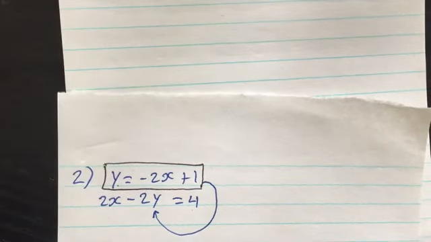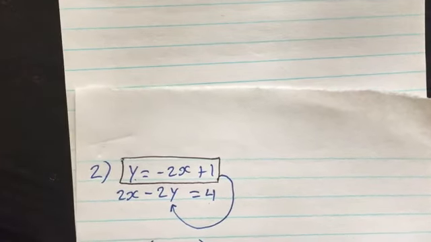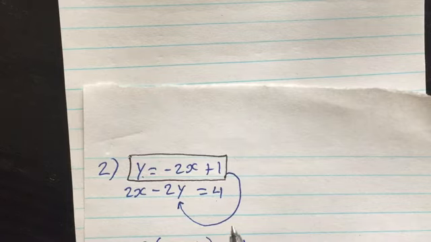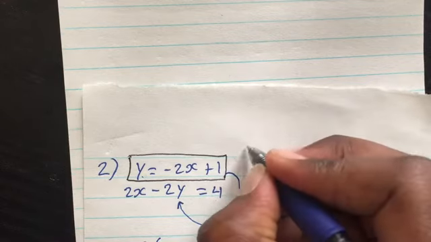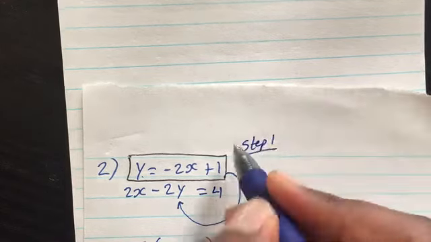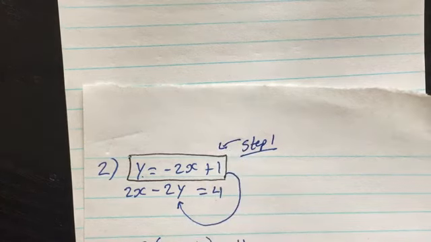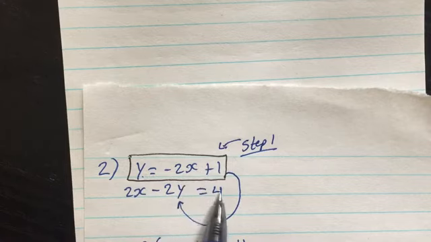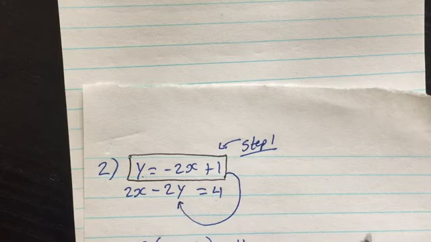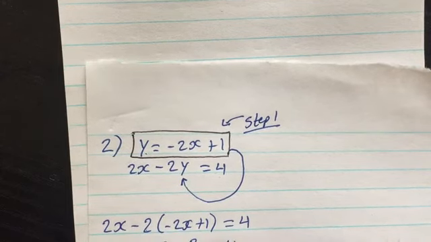Now let's look at problem number 2. So problem number 2, I have this as the actual problem. So if y equals negative 2x plus 1, 2x minus 2y equals 4, well, step 1 is already done for us. One of the variables is already isolated right here. So we take this result right here and substitute into the y value right here, which gives you the following here.